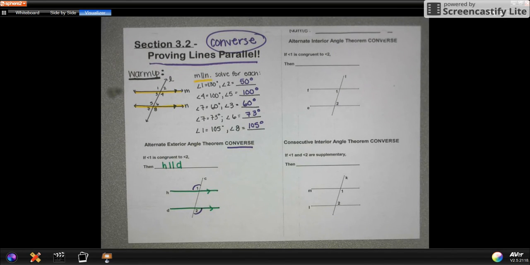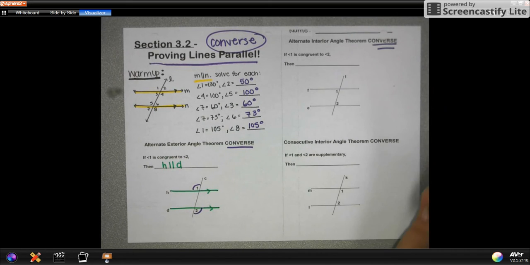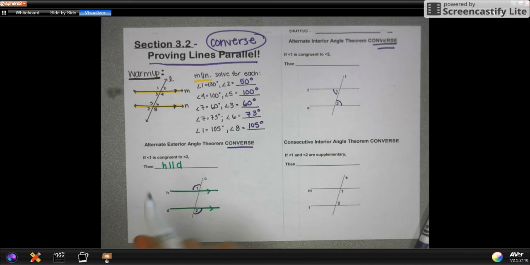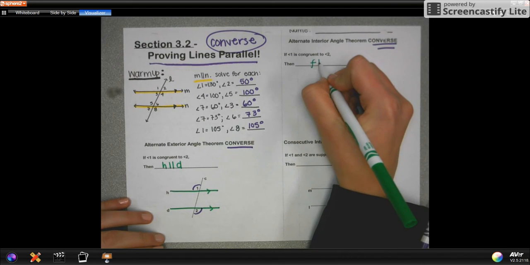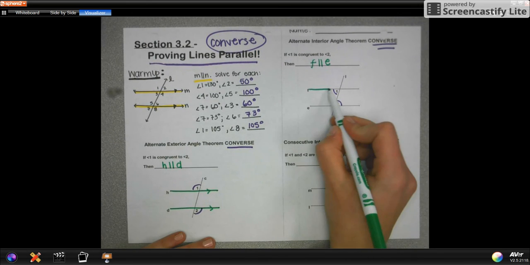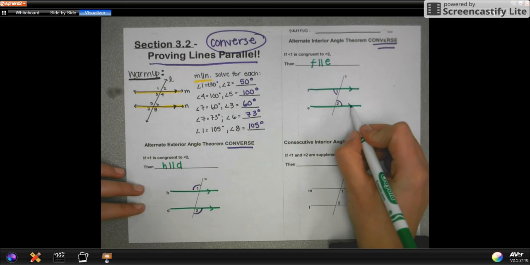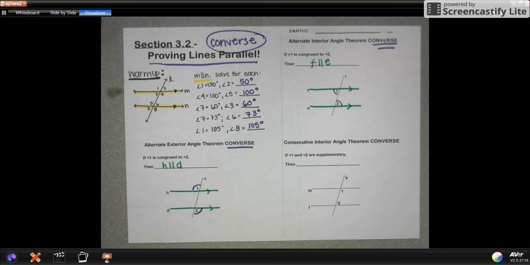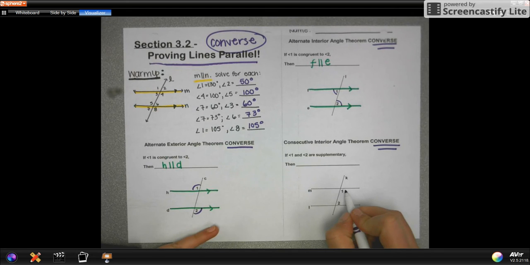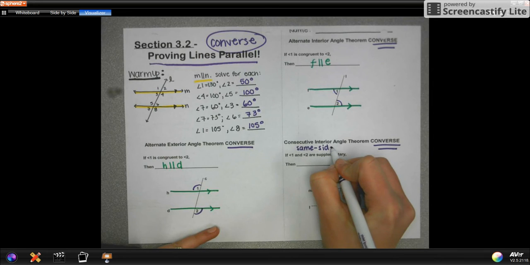So the next one is the alternate interior angle theorem converse. So if angle 1 is congruent to angle 2, then F must be parallel to E. Because these two angles are congruent, these lines have to be parallel. Consecutive interior angle theorem converse, which is the same as same side, right? It just has two names.